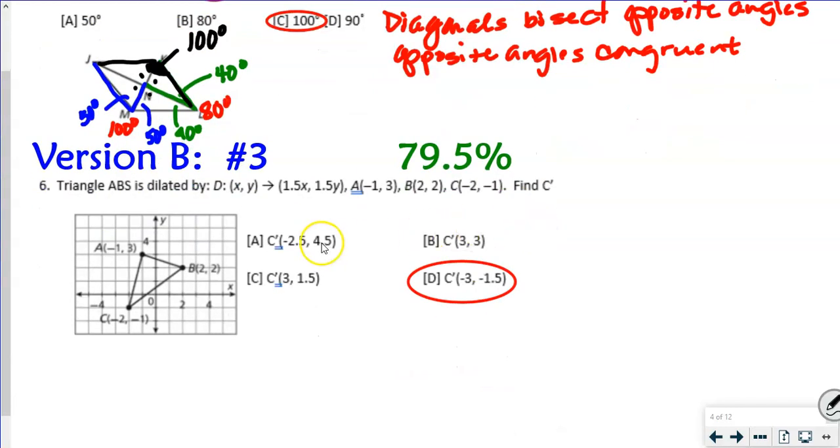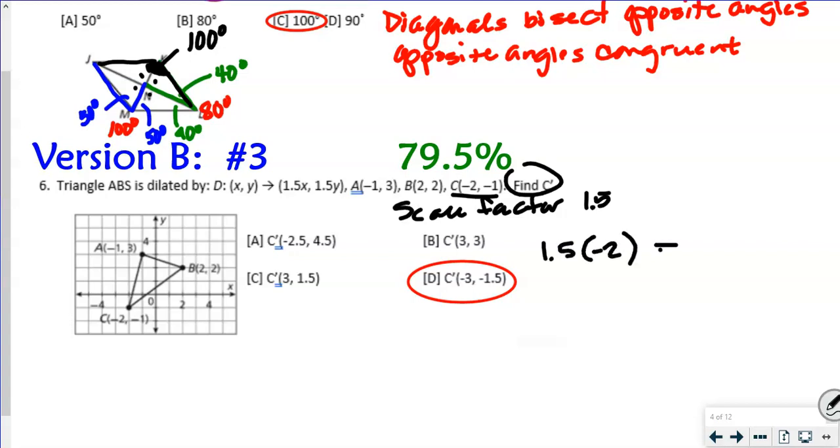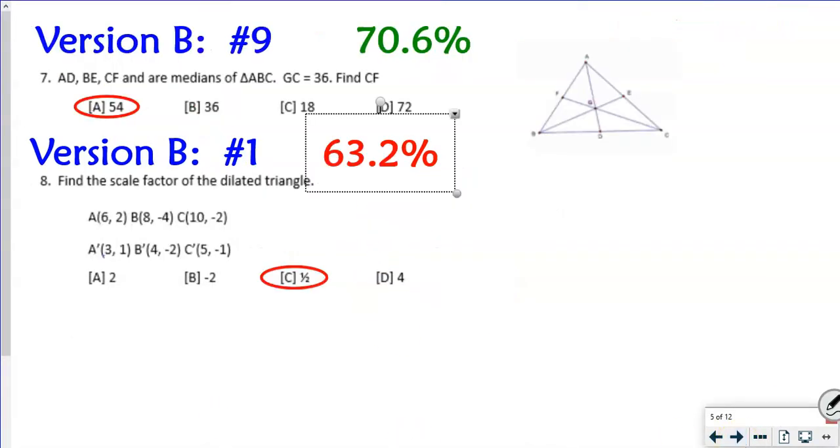So number 6 says ABC is dilated by dxy 1.5x. So this is our scale factor. What is it? 1.5, right? So we're going to multiply 1.5 times the measures of C. So here's our C. So we're going to go 1.5 times -2. That gives us -3. And we're going to do 1.5 times -1. That gives us -1.5. That's why our answer is D.